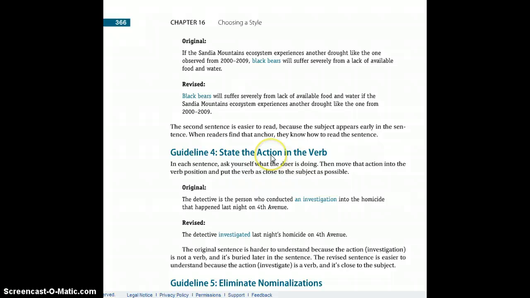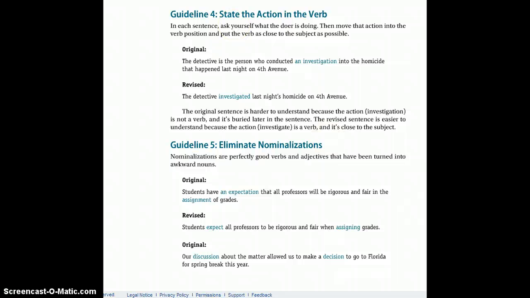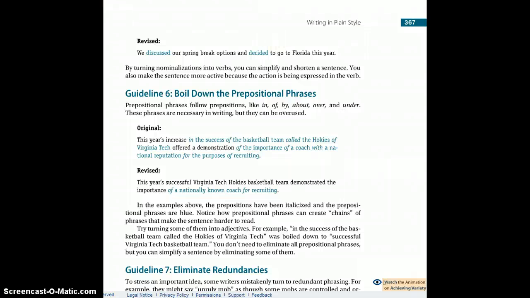Guideline 4, make sure the verb is always getting the action, or the action is always stated. This one, the detective is the person who conducted an investigation into the homicide that happened. We just got a lot of prepositional phrases. It's hard to understand, so take out those prepositional phrases and let's see the action. The detective investigated last night's homicide. So go ahead and look through those on your own. Glance at nominalizations, and we've got a few more on the other page I want you to just review.